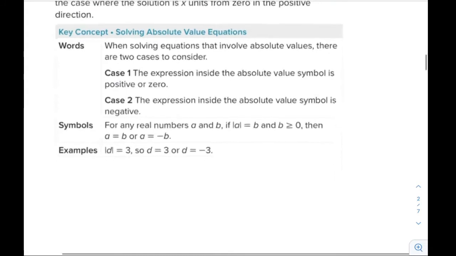the key concepts. When solving equations that involve absolute values, there are two cases to consider.